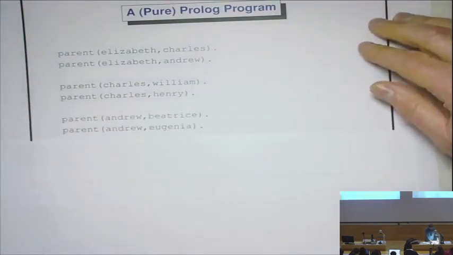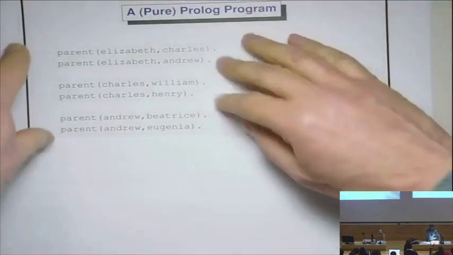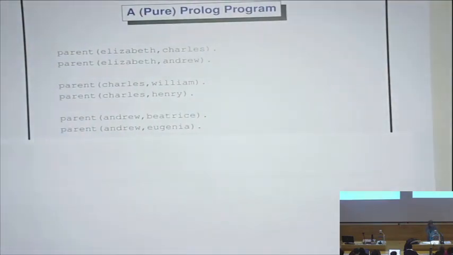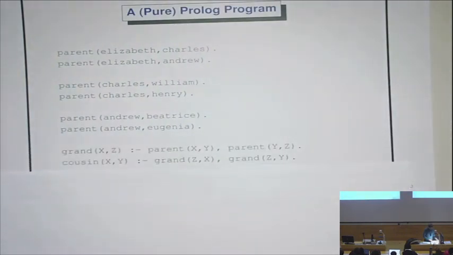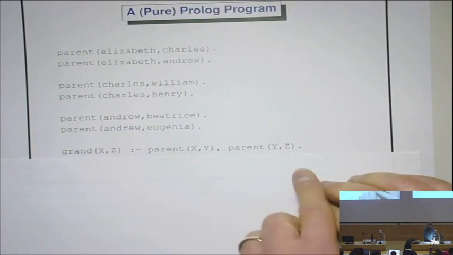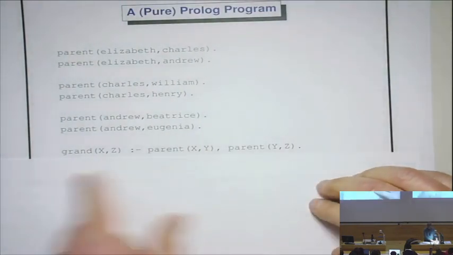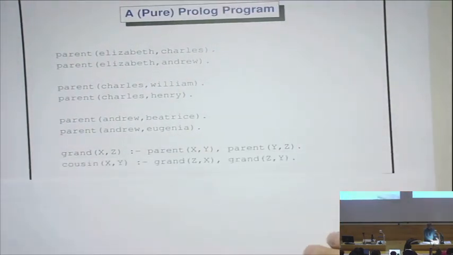Prolog is very good at dealing with family relationships. So you see, these are 6 definite clauses. In Prolog jargon, they're called facts because they're unconditional. These are all unit clauses. And we have 2 more definite clauses. Say this one defining the grandparent relation, and that one defining the cousin relation.